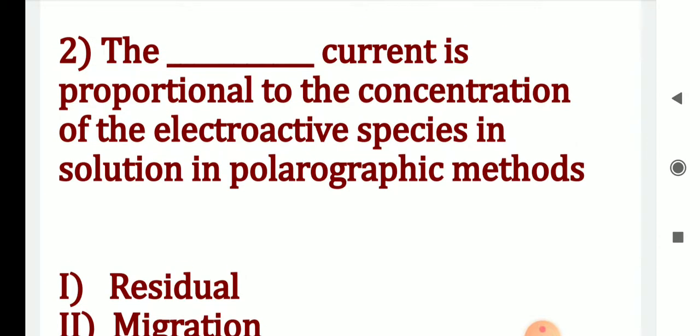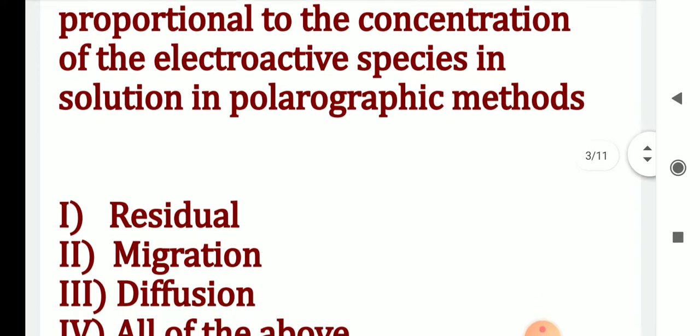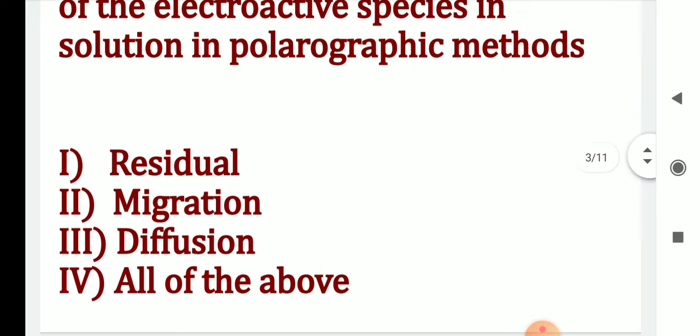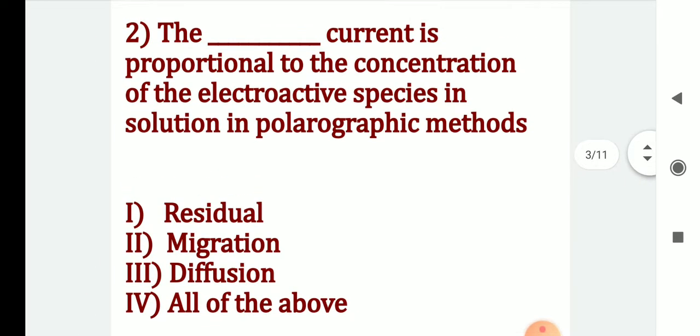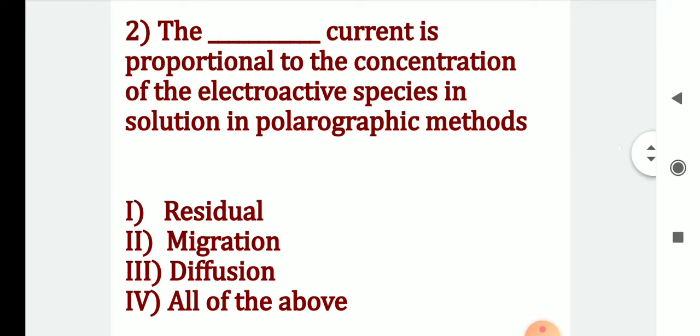The dash current is proportional to the concentration of the electroactive species in solution in polarographic methods. The choices are residual current, migration current, diffusion current, and all of the above. So in this case, it is the diffusion current which is the answer. The diffusion current is proportional to the concentration. In the Ilkovic equation, which is studied in polarography, the ID value is proportional to C. So it is the diffusion current which is the answer.